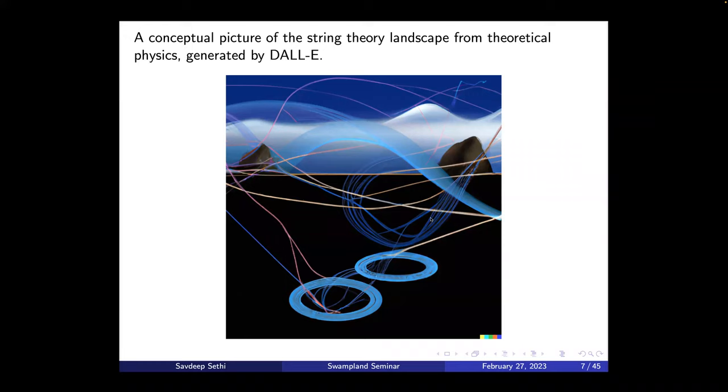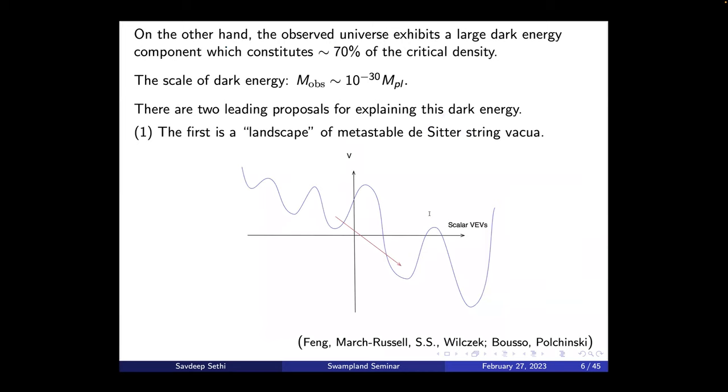And that alone, regardless of anything to do with fluxes, gives you a sufficient degeneracy that one could have a picture like this one and explain the observed cosmological constant.